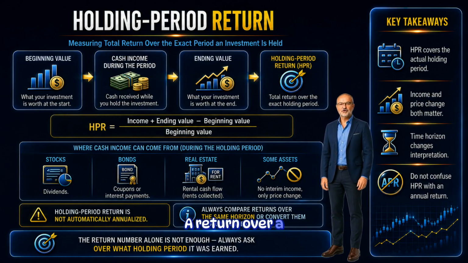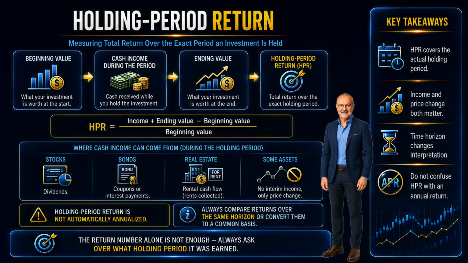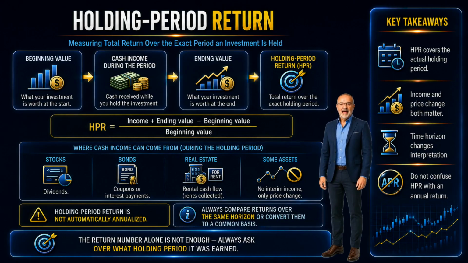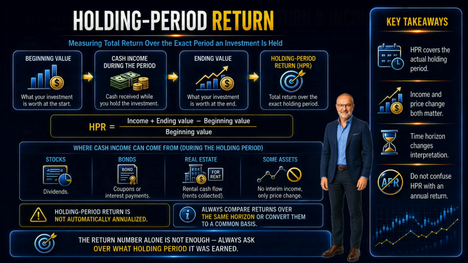A return over a short period isn't the same thing as the same stated return over a long period. The time horizon matters. When analysts compare returns, they must either compare returns over the same horizon or convert them to a common basis. This is one reason investment performance can be misunderstood. The return number alone isn't enough. We must always ask, over what holding period was this return earned?